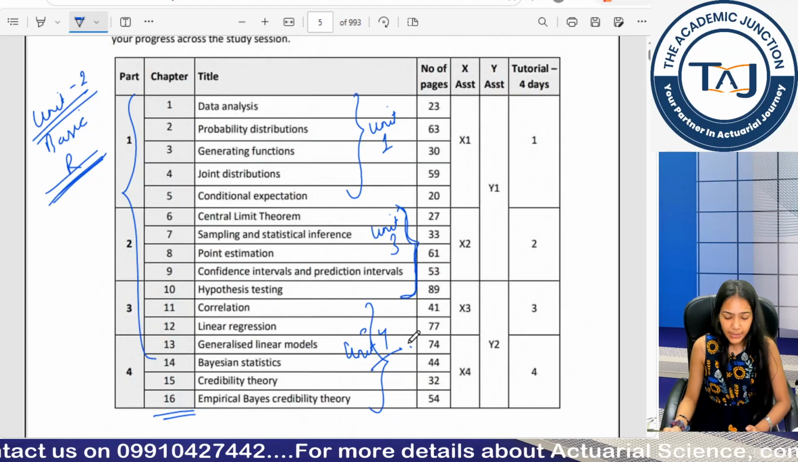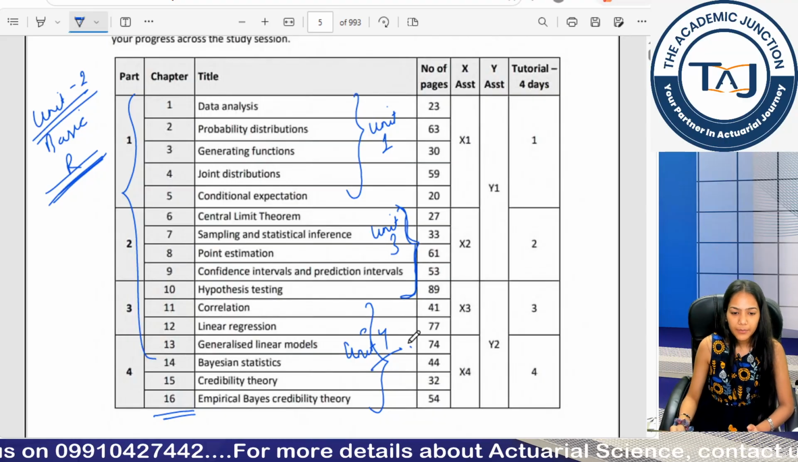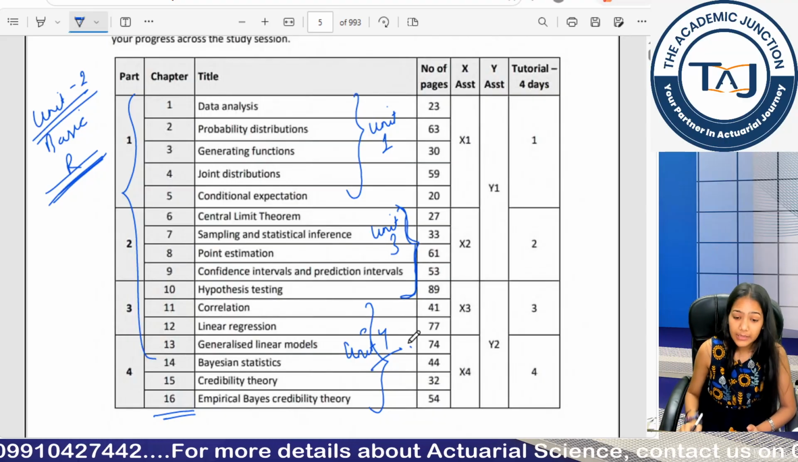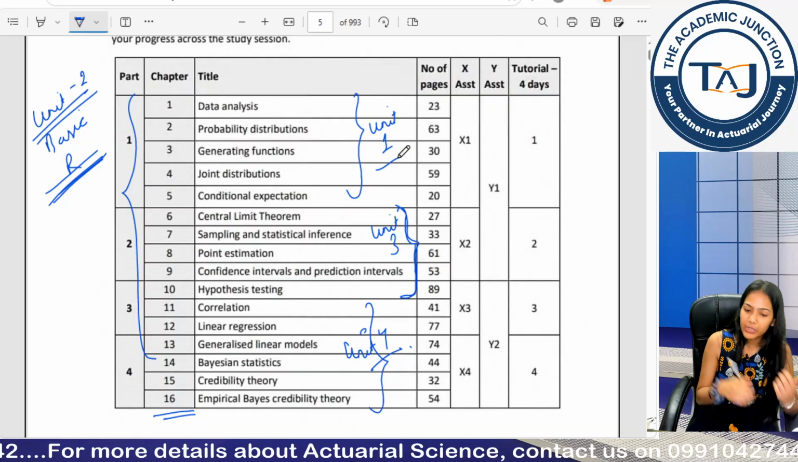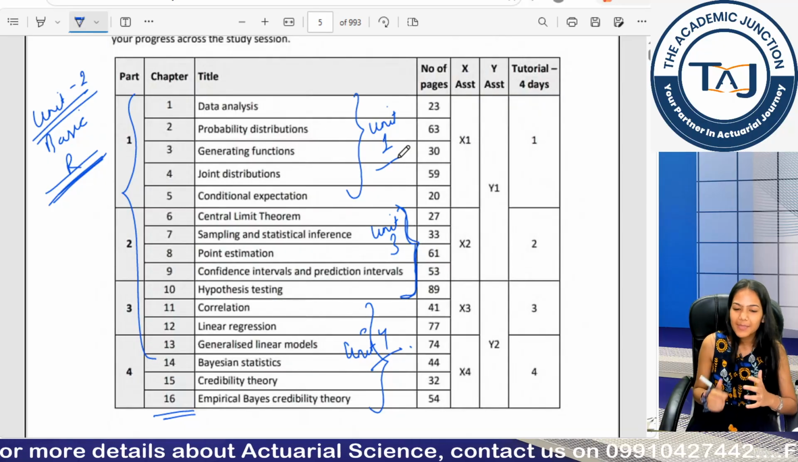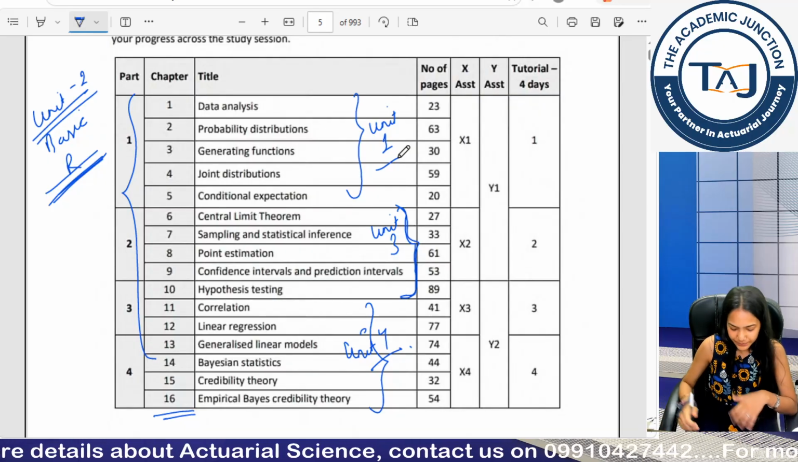I hope this is clear. We will be going through this in detail in our further classes. We will be covering unit first, then unit second, unit third and unit fourth. So this is basically to separate your content.